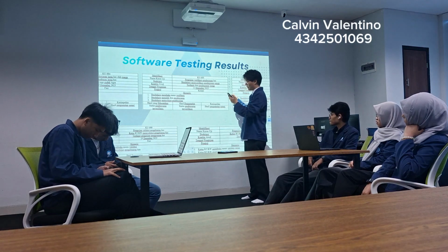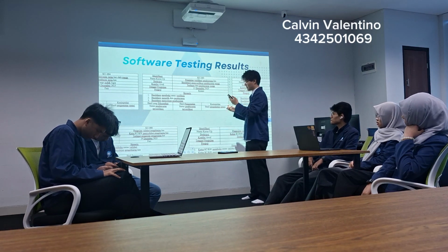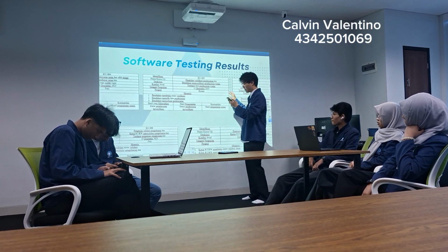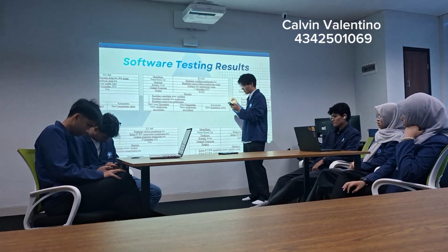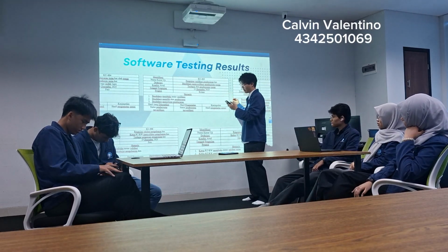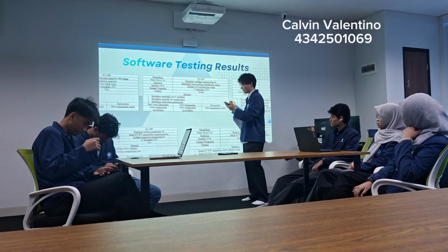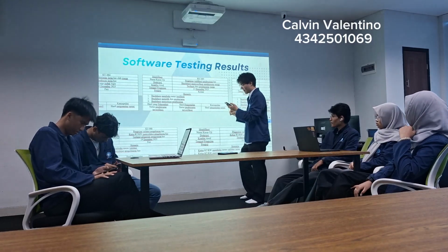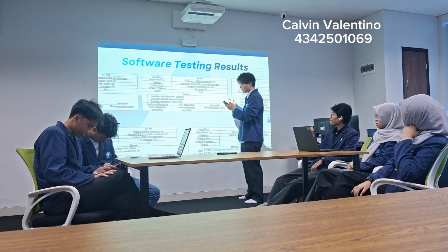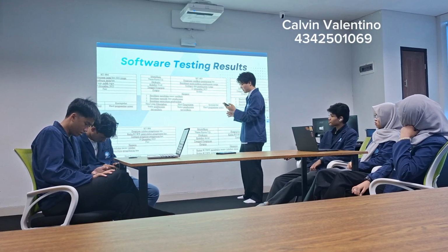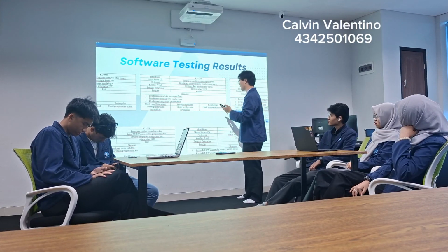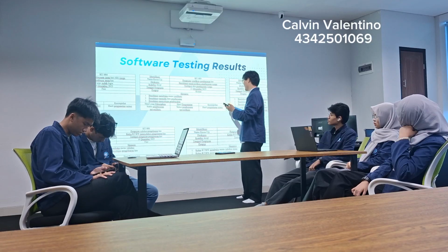Then KU005, display payment status. This test case tests the payment status feature. It shows whether the resident has paid or not paid their contribution. The expected result is that the system accurately displays the payment status based on the stored data. During testing, the payment status was shown correctly as paid or unpaid, matching the expected result. Therefore, this test case has passed.